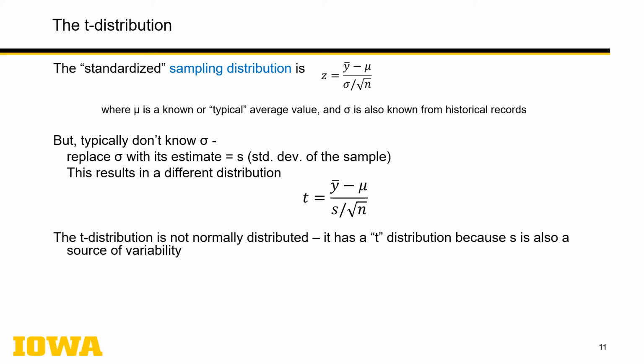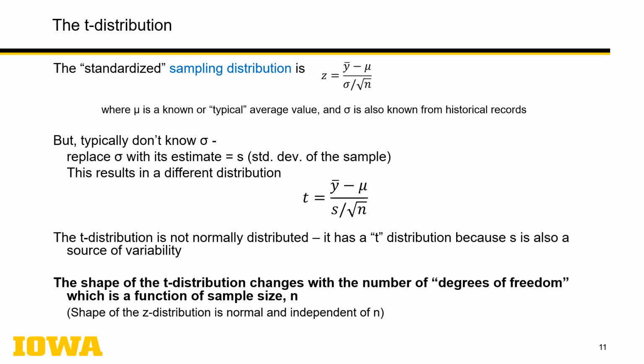So they realized again that the t distribution is not normally distributed. It has what's called a t distribution because of this issue of having this estimate of sigma, s, as an additional source of variability. They also noticed that the t distribution is highly dependent on the sample size n. So the shape of the t distribution changes with the number of what they call the degrees of freedom, which is a function of the sample size of n.